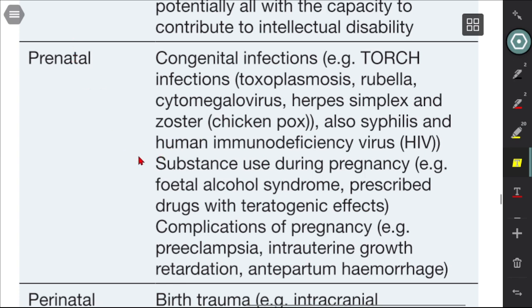Another prenatal cause, so we've talked about congenital infection. Another cause is substance use during pregnancy, like fetal alcohol syndrome, and prescribed drugs with teratogenic effects. Another factor is the complications of pregnancy, like preeclampsia, intrauterine growth retardation, and antepartum hemorrhage.